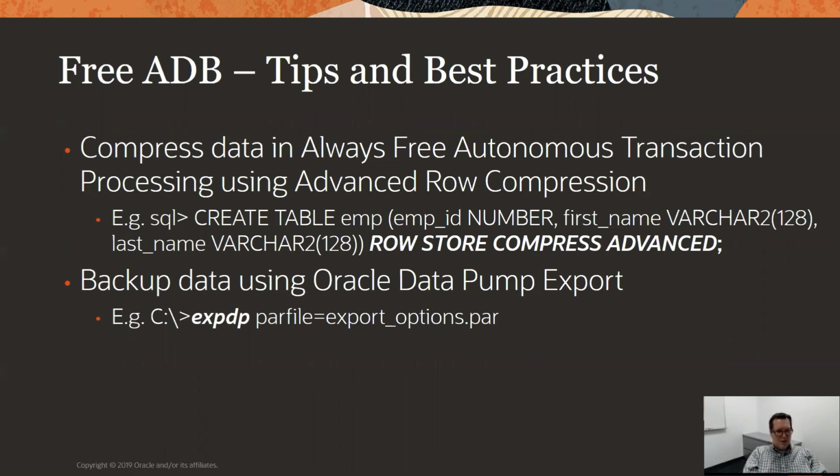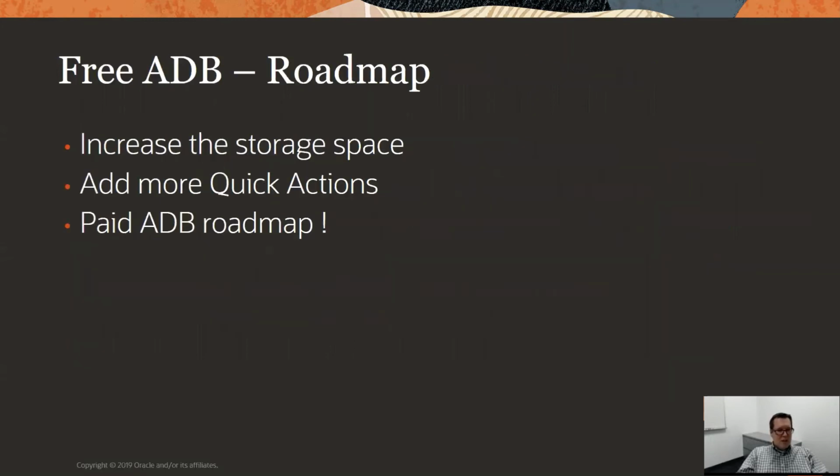There's an example here. Just use the EXPDP utility. You can do a schema level Data Pump export pretty fast. When you're talking about data sizes that are 20 gigs or less, this is pretty fast, and it's a good way to back up your data. So there's some tips and best practices.